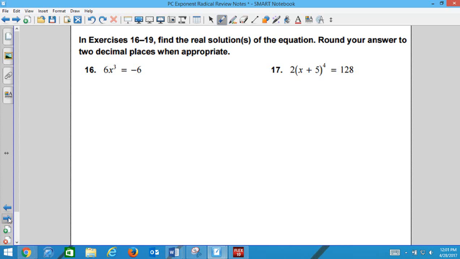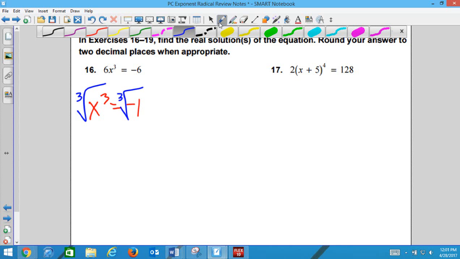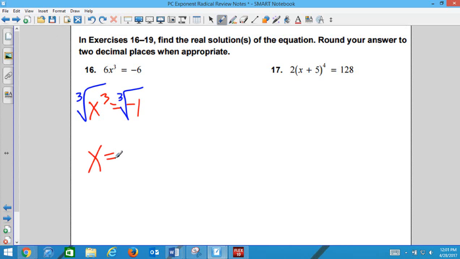So first, number 16, we're going to divide by 6. You're going to get x cubed equals -1. And then how do we cancel out an x cubed? Cube root. And if I do cube root, do I do plus minus? No, not with odd. So we just have x equals. What is the cube root of -1?